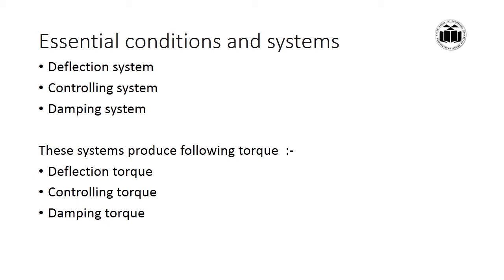So, controlling torque is required. Controlling torque produces equal torque in the opposite direction to the deflecting torque. It also brings back the pointer to zero position when deflecting torque becomes zero. Then damping torque. If damping torque is not there, the pointer will oscillate in the final steady state condition. To damp this oscillation, damping torque is required.